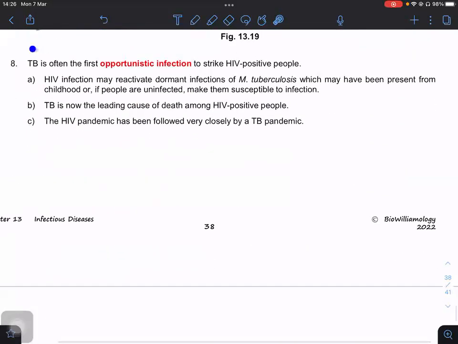And we always know that TB is a first opportunistic infection. Okay, opportunistic infection basically means that those bacteria or viruses won't cause much problem to an immunocompetent person. Are you clear? If your immune system is healthy, no problem, because you have been vaccinated. But for those immunocompromised, yes, TB is always the first opportunistic infection in the HIV positive patient. Okay?